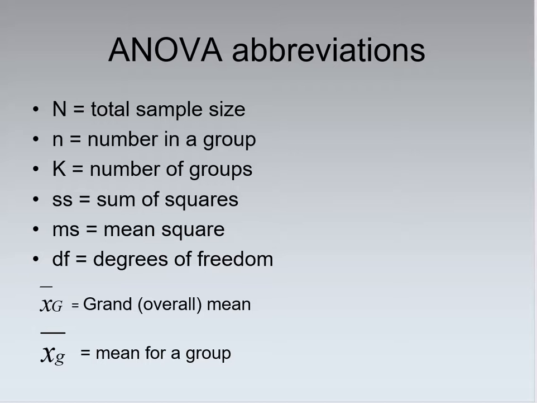We have large N, which is your total sample size, little n, K for number of groups, SS stands for sums of squares, which is the same sums of squares that we've covered in past analyses. We'll go over how to do that again though. We have mean squared, degrees of freedom, grand mean, and group mean. These are all going to be used in order to help us calculate an ANOVA, a between subjects ANOVA specifically.